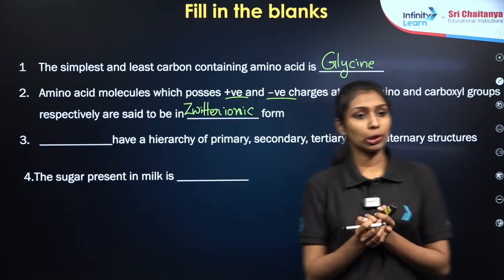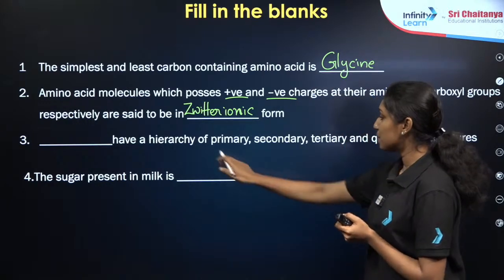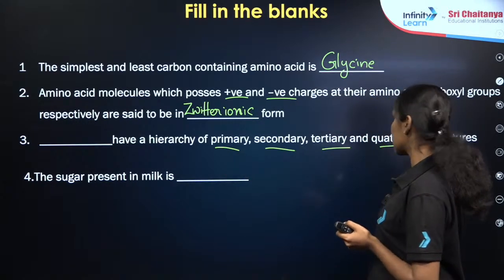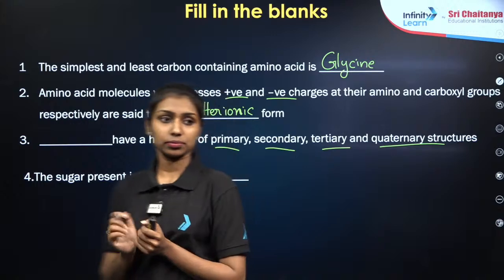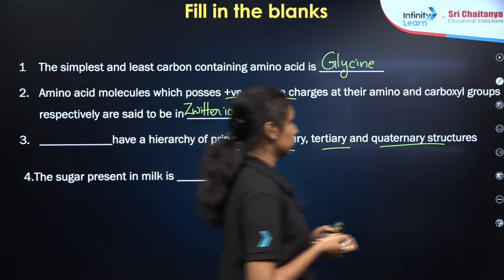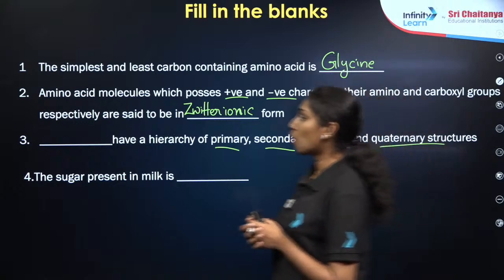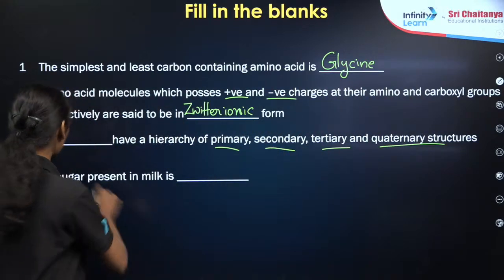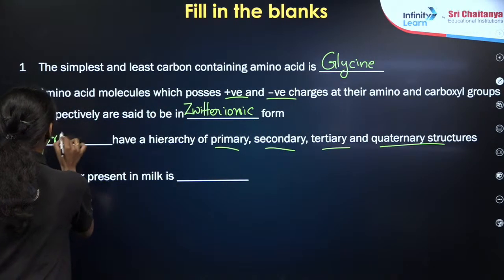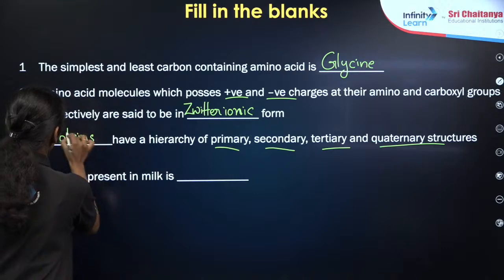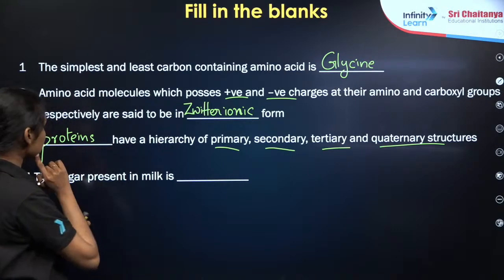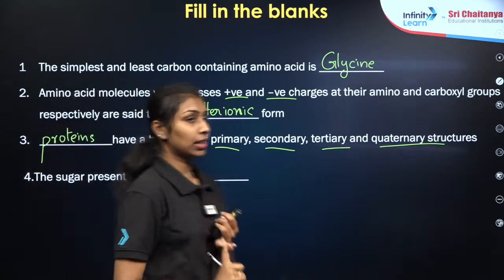The next question, which of the biomolecules is having the hierarchy of primary, secondary, tertiary and quaternary structures? Proteins, right? Proteins are the biomolecules having different structures like primary, secondary, tertiary and quaternary structure. The last question, the sugar which is present in the milk is?